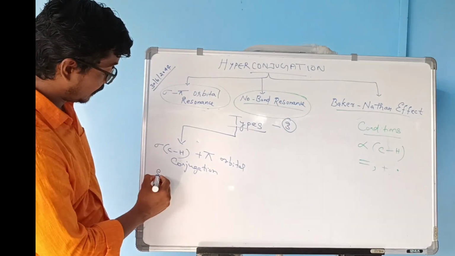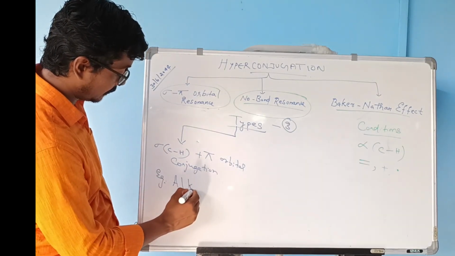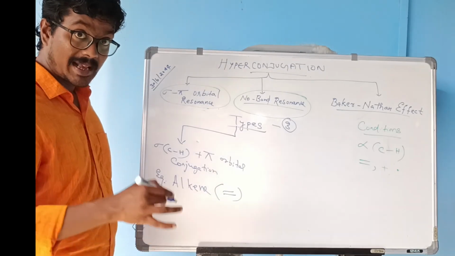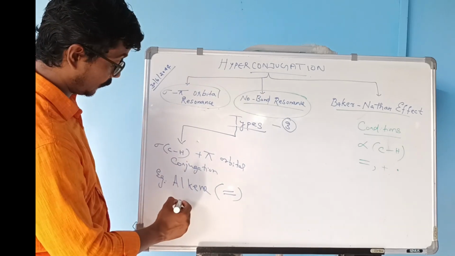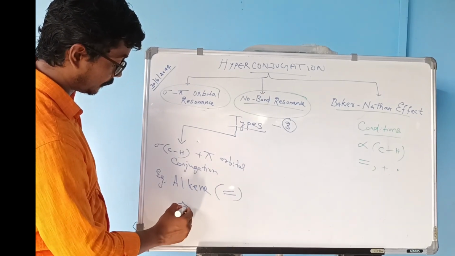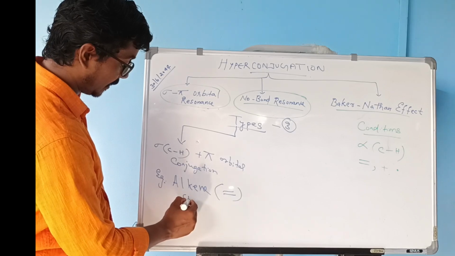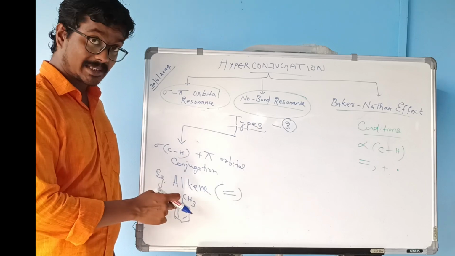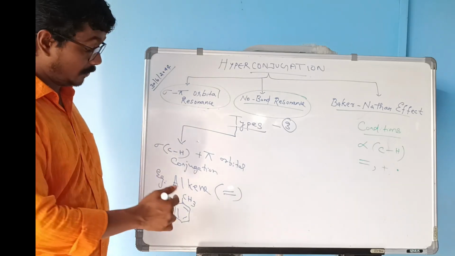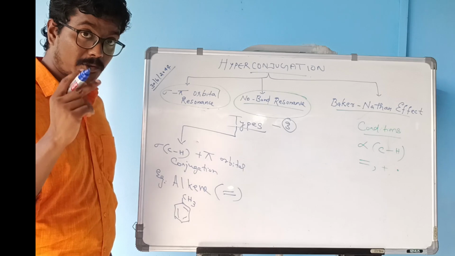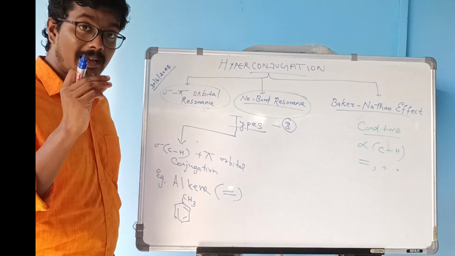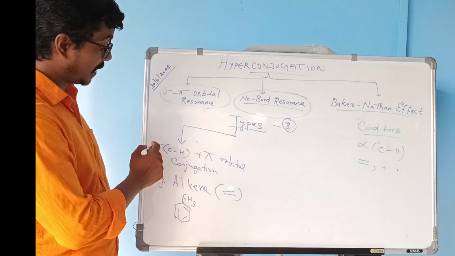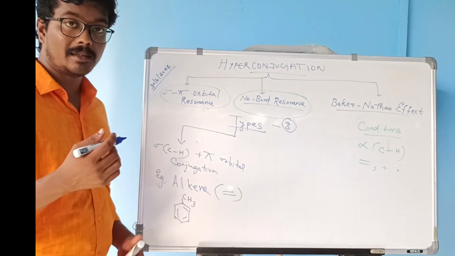First type, an example is alkene. Alkene is the very example, that is a double bond. Or alkyl substituted arenes, for example, methyl, that is toluene. Toluene is a benzene ring with an alkyl group. A methyl group is connected to the benzene ring. So there are two types, alkene or alkyl substituted arenes. Both exhibit hyperconjugation by sigma pi orbital overlap.